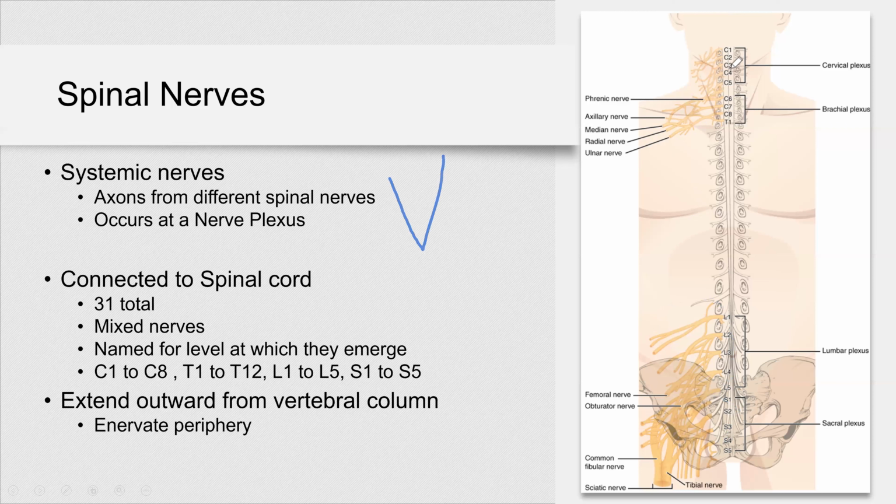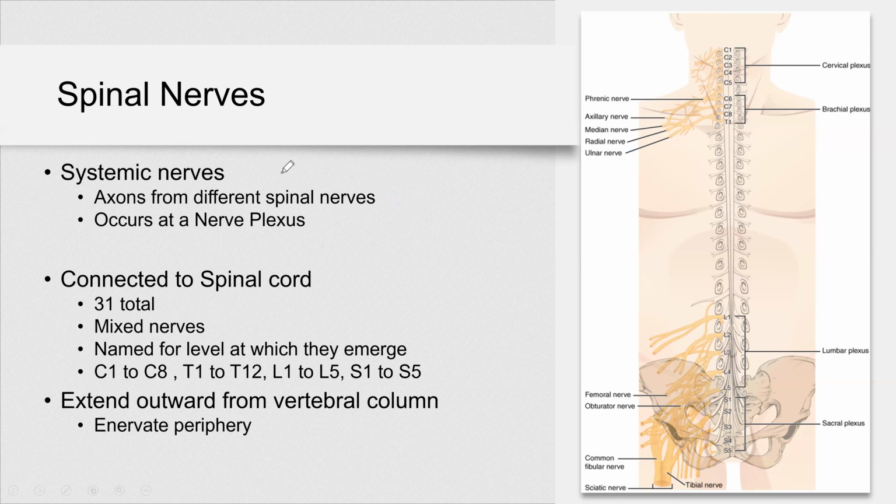So systemic nerves, this is very important over here. For example, let's look at this brachial plexus. Nerves come from C5, C6, C7, C8, T1, and then they form our systemic or peripheral nerves like the ulnar nerve, radial nerve, or axillary nerve. Ulnar and radial, for example, will go to your arm. So that's our peripheral or systemic nerve. They carry axons or fibers from different spinal nerves. So the ulnar nerve is not your T1 or C8; it has fibers from different spinal nerves.